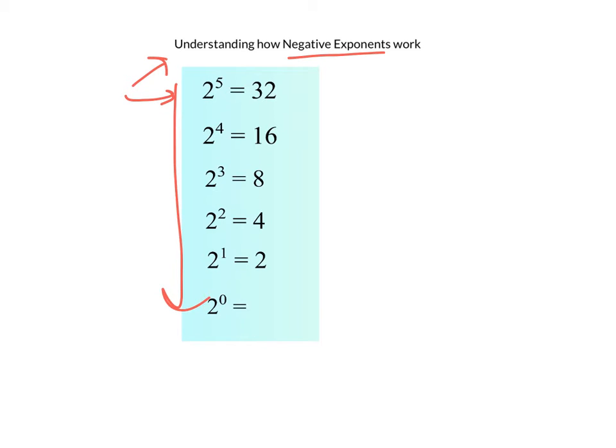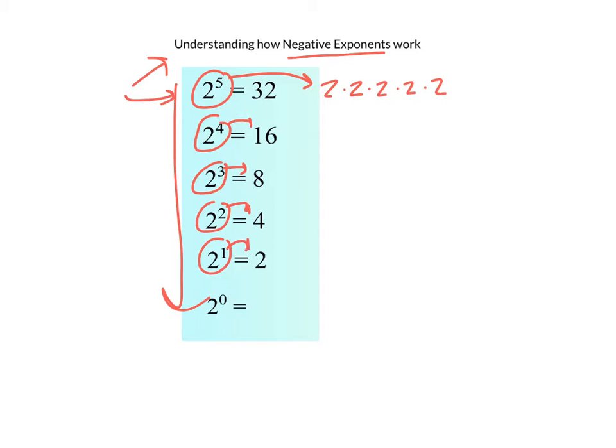I know none of these are negative, but just kind of recapping what we have up here. 2 to the 5th power, as this one says, equals 32, and I'll just remind you that means 2 times 2 times 2 times 2 times 2. 2 times itself 5 times, which is 32. And then we have 2 to the 4th, which ends up being 16. 2 times itself 4 different times. And then 2 to the 3rd, which is 8. And then 2 squared, which is 4. And 2 to the 1st power, which is 2.